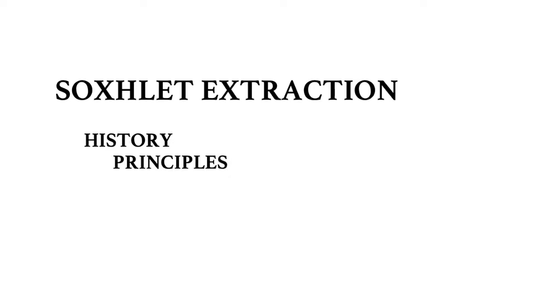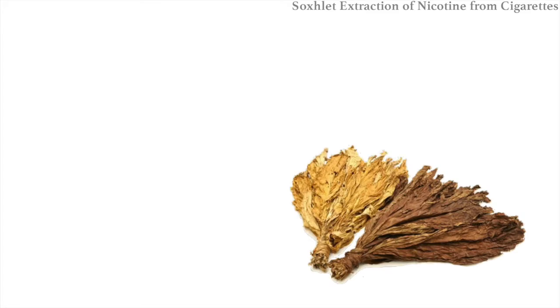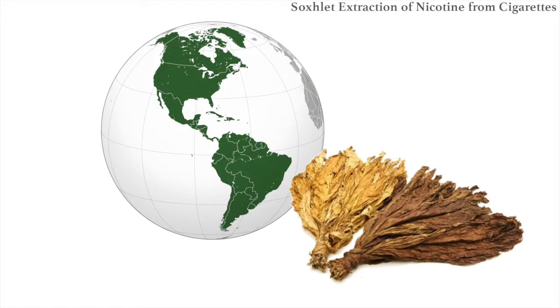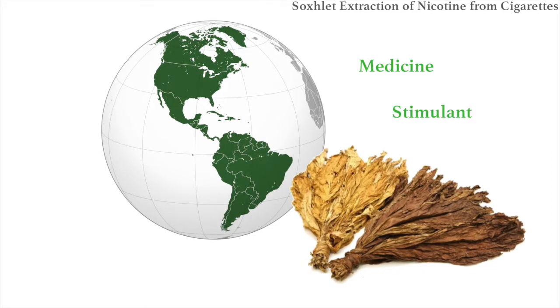This video will tackle Soxhlet extraction, focusing on nicotine as the target compound to be extracted. A brief history of tobacco and the Soxhlet apparatus will be presented, plus the principle of the Soxhlet extraction and some of its applications. The tobacco plant is indigenous to the Americas and has been used as a medicine and stimulant for at least 2,000 years.